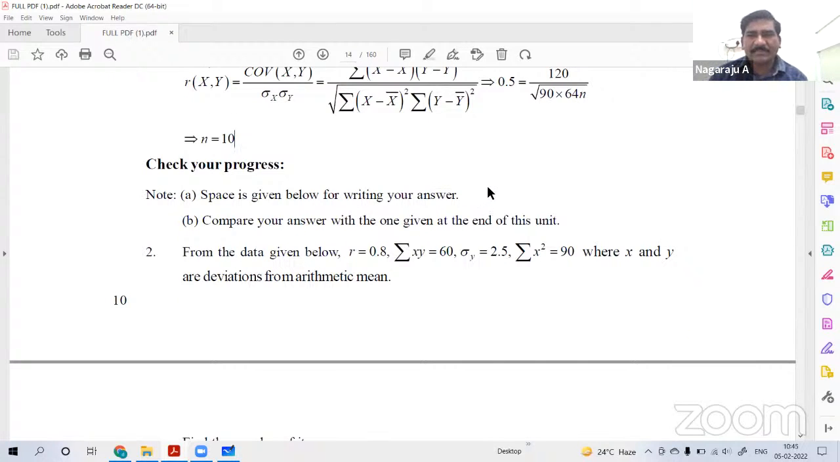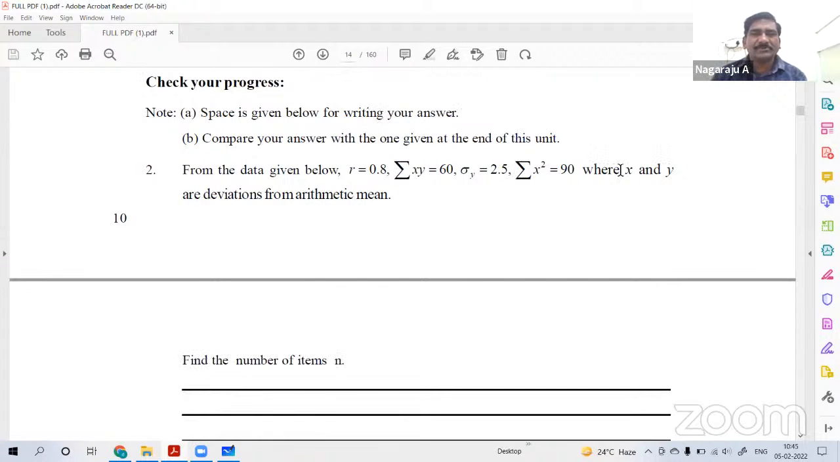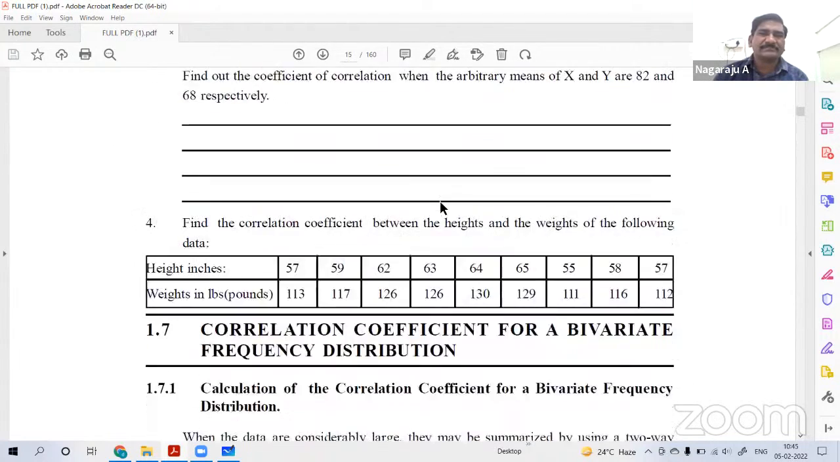How we can identify it by Karl Pearson. In this space below, write the answers. You can do these problems with the same procedure.